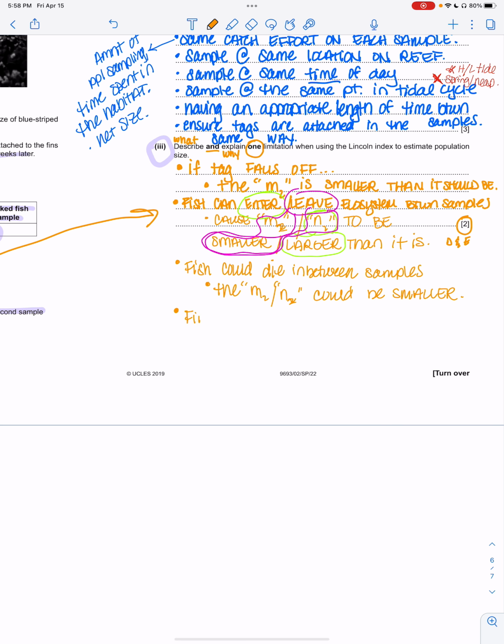So first, sample size is small. And this could cause the N2 to be too small. This increases the calculation errors.